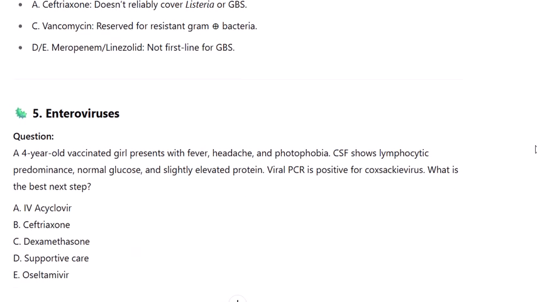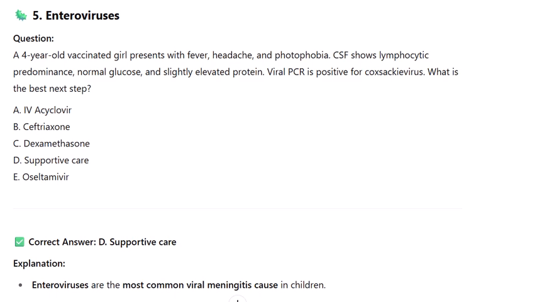5. Enteroviruses. Question. A 4-year-old vaccinated girl presents with fever, headache, and photophobia. CSF shows lymphocytic predominance, normal glucose, and slightly elevated protein. Viral PCR is positive for Coxsackie virus. What is the best next step? A. IV acyclovir. B. Ceftriaxone. C. Dexamethasone. D. Supportive care. E. Oseltamivir. Correct answer D.